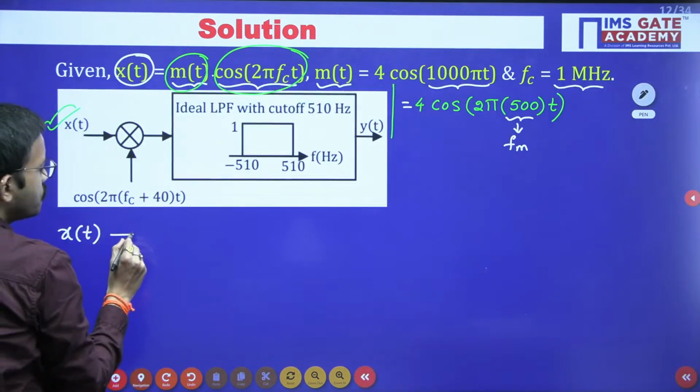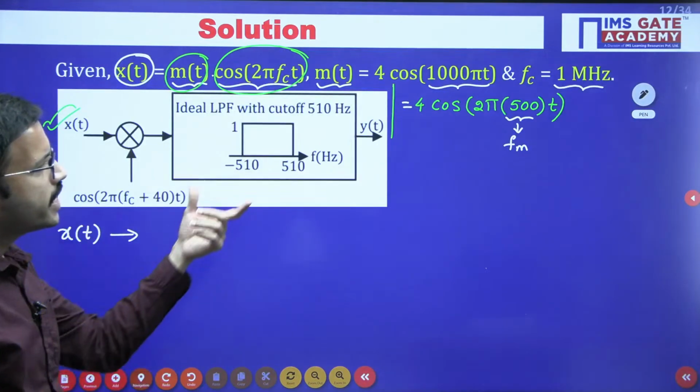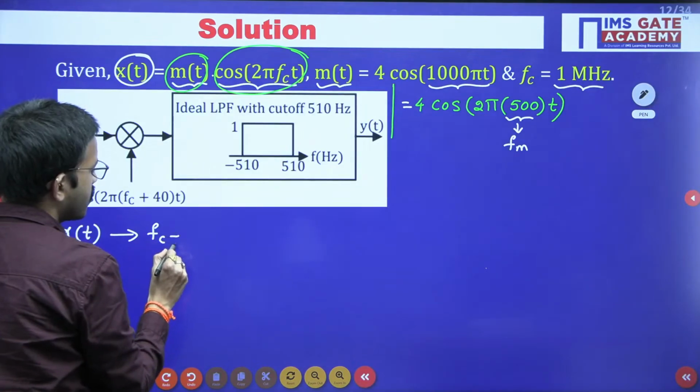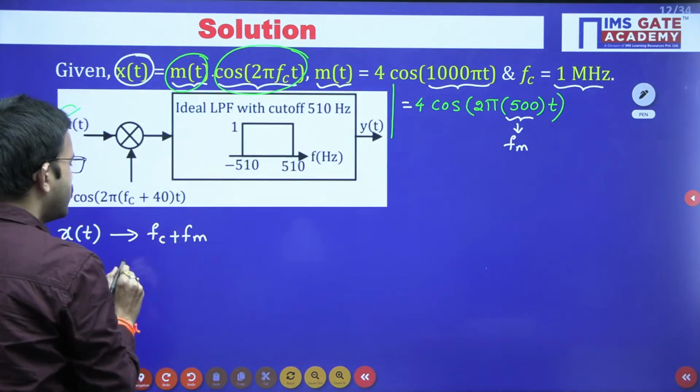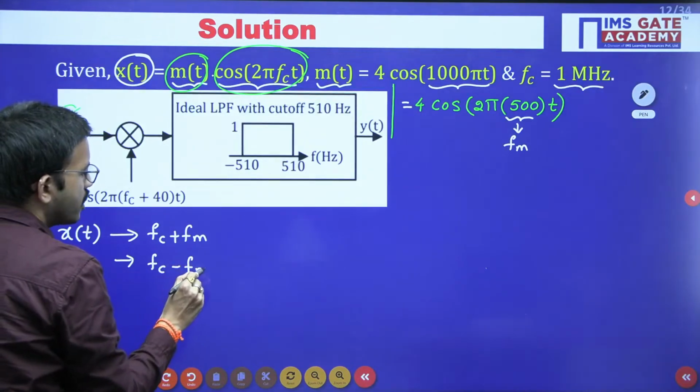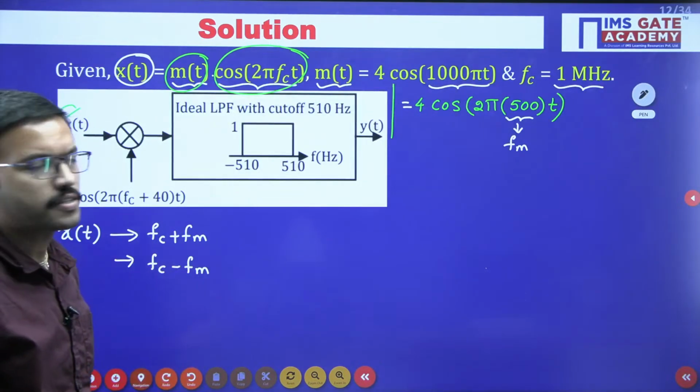We are getting 2 frequencies. One is the addition of those 2 frequencies, that means fc plus fm. Another one is the difference of those 2 frequencies, fc minus fm. Double sideband suppressed carrier, right.